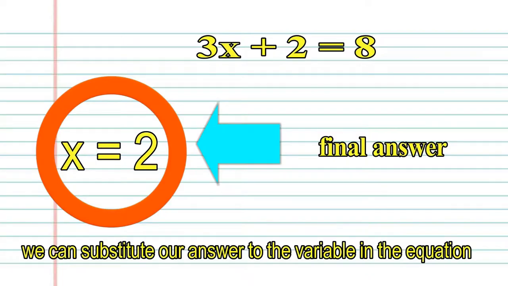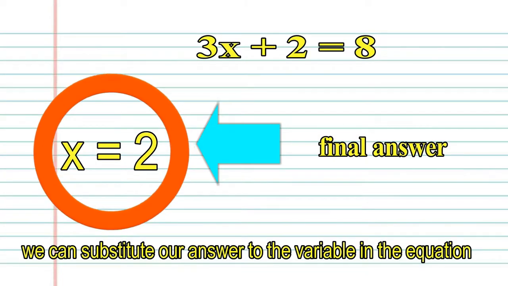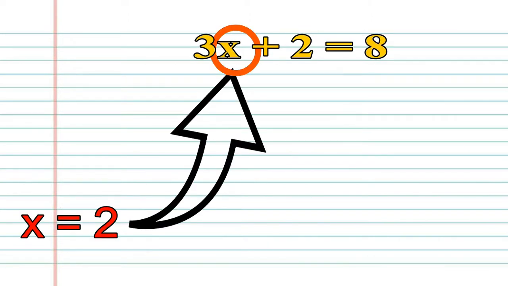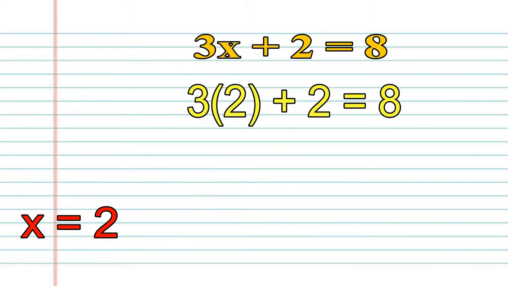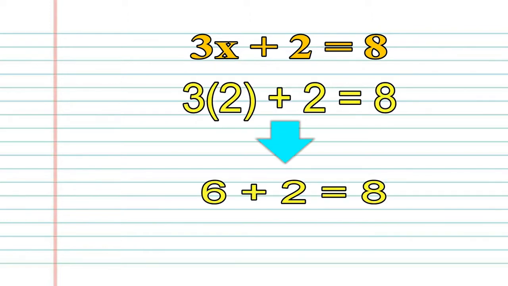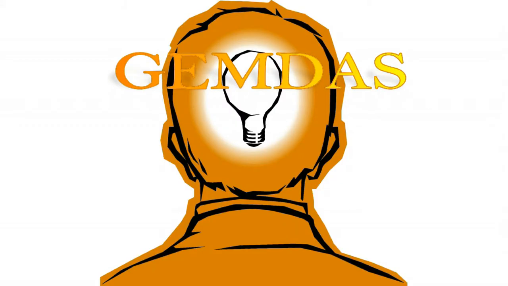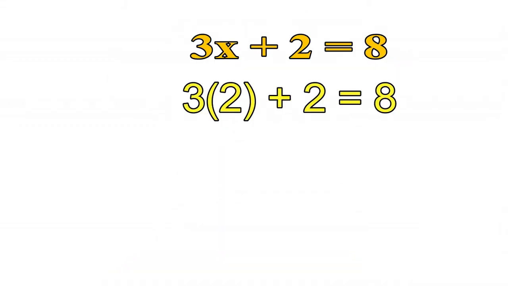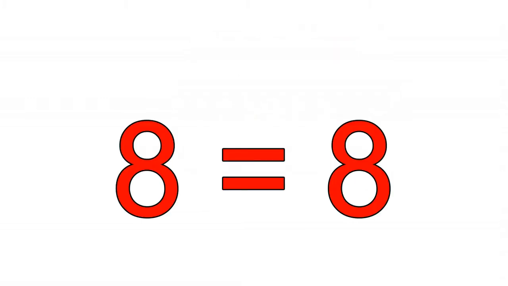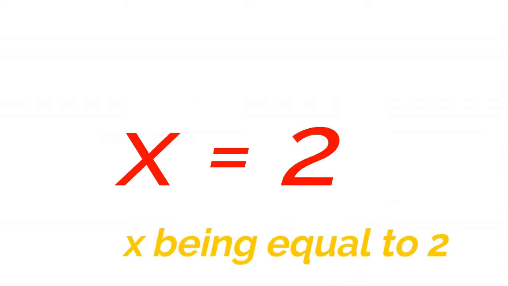To check if it's right, we can substitute our answer to the variable in the equation. Substituting, we would get 3 times 2 plus 2 equals 8. Applying our knowledge of GEMDAS, we would arrive at 8 is equal to 8. Since both sides of the equation are equal, then x being equal to 2 is the right solution for the equation.